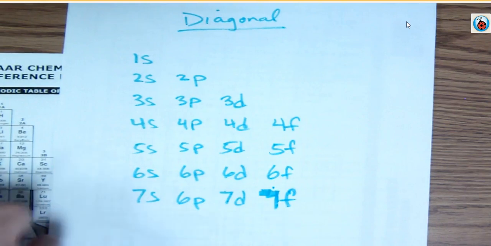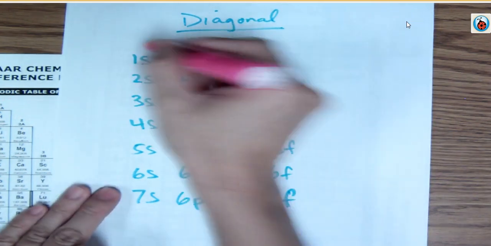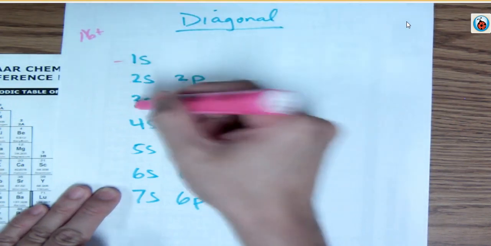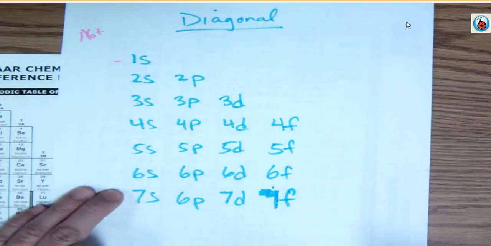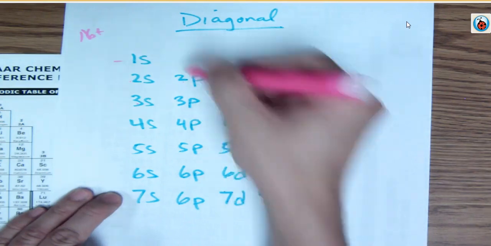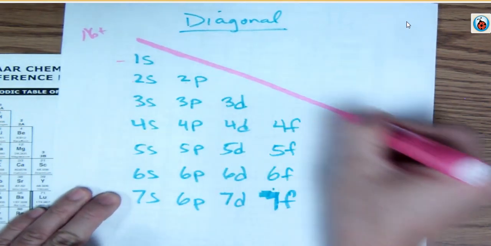So how do you follow this rule? All right. You draw. It's called the diagonal rule. So you're not going to go straight down. So what not to do? You don't go 1S, 2S, 2P, 3S. You don't read it like a book. You don't read it top to bottom like a sentence, top to bottom, left to right. Okay. So what you're doing is you're going to follow a diagonal.